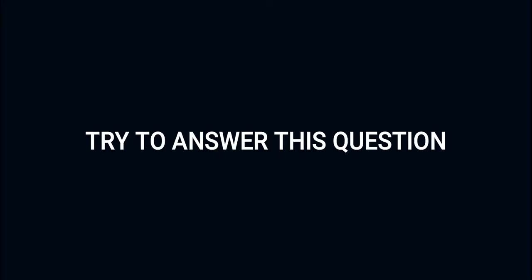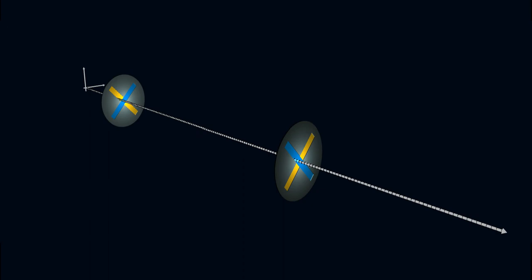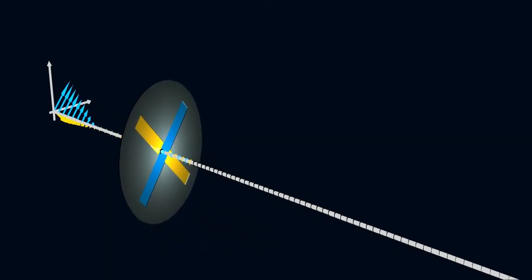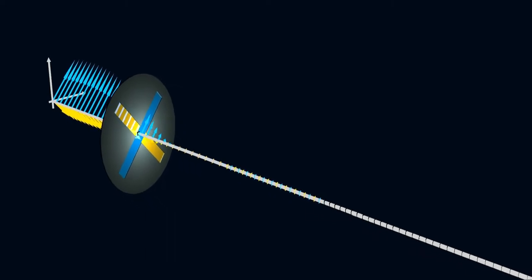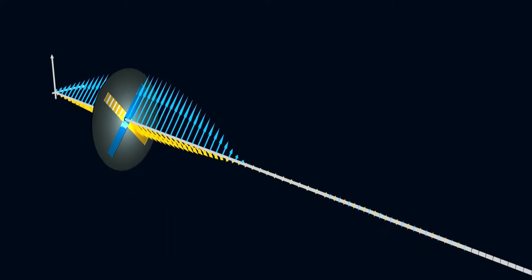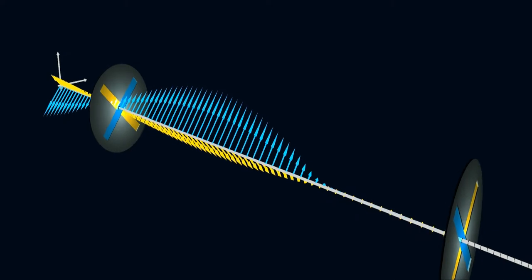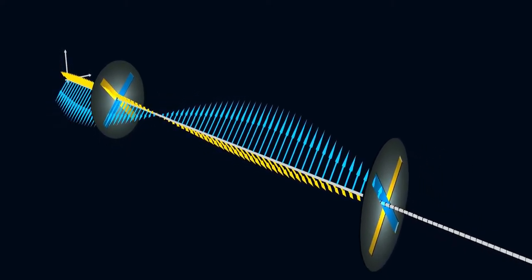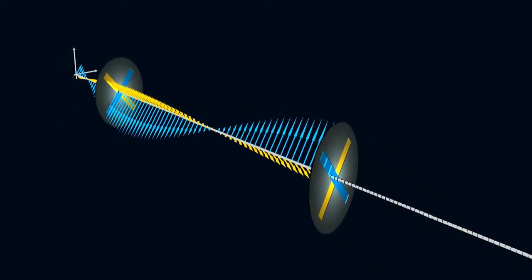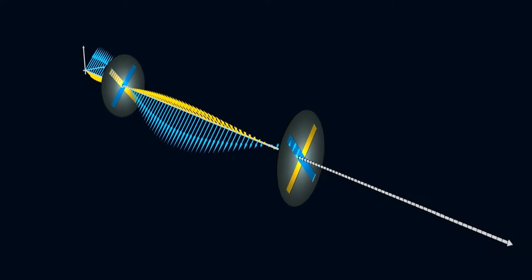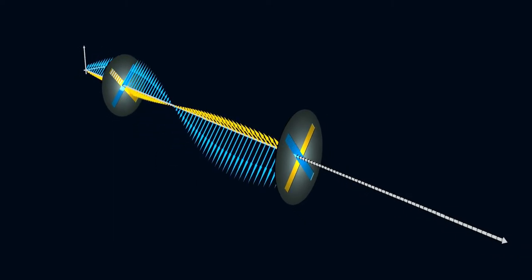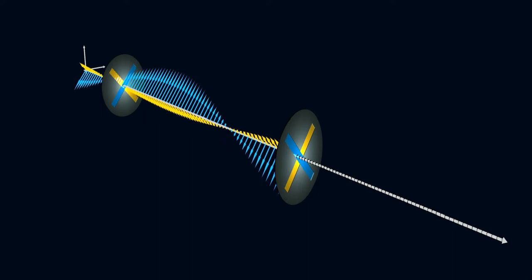If you understand that, try to answer this question. What happens if I place a polarizer at 0 degrees followed by another at 90 degrees? Let's find out. The wave easily passes the first filter because it is oriented in the same direction of the electric field. But when the ray reaches the second filter, it is completely blocked because the blue component doesn't match with the yellow one and vice versa.